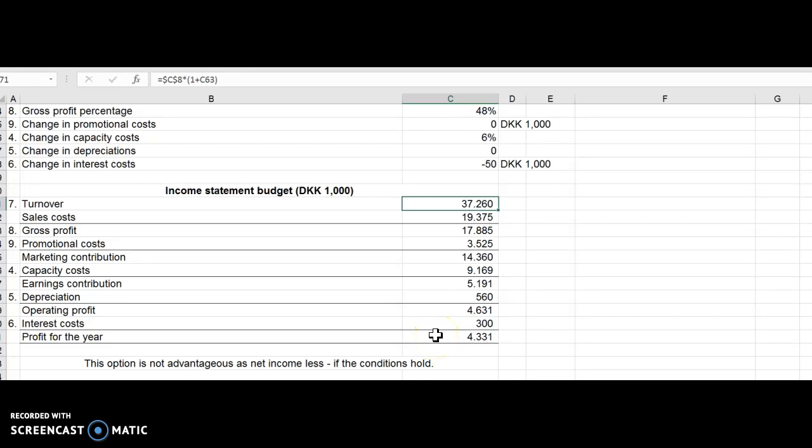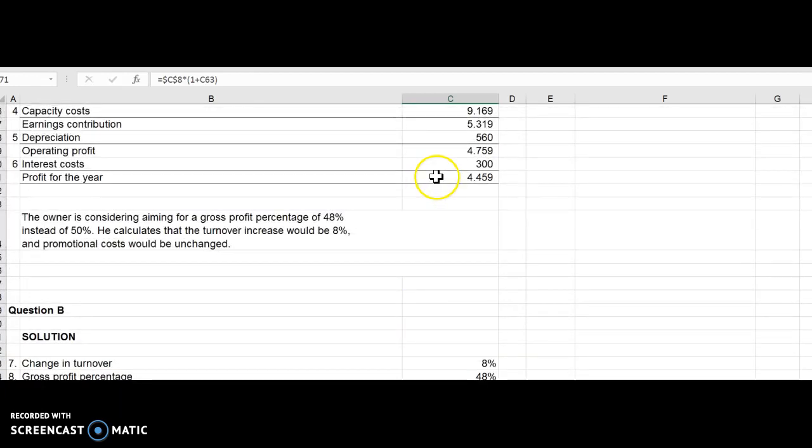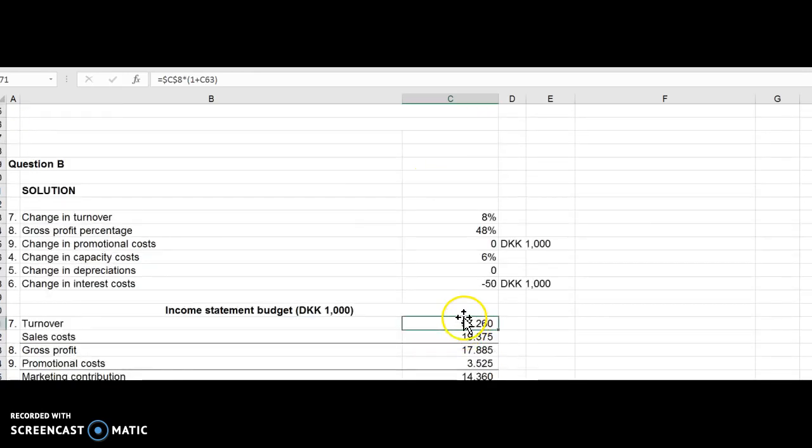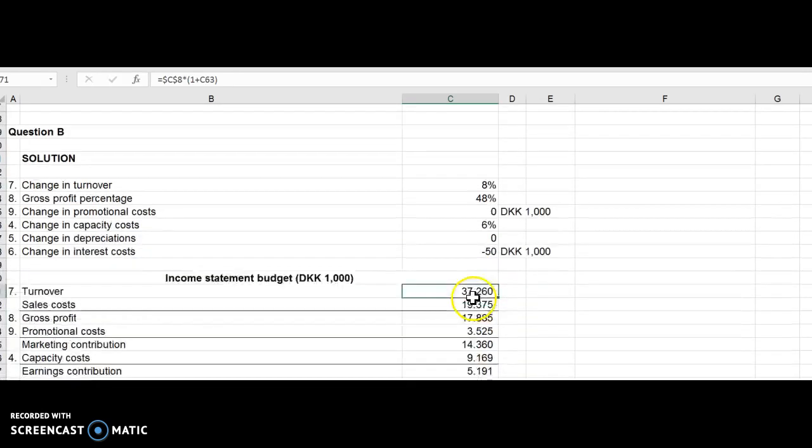And this is of course not a good idea because here we had 4459. So we should stick to solution A.